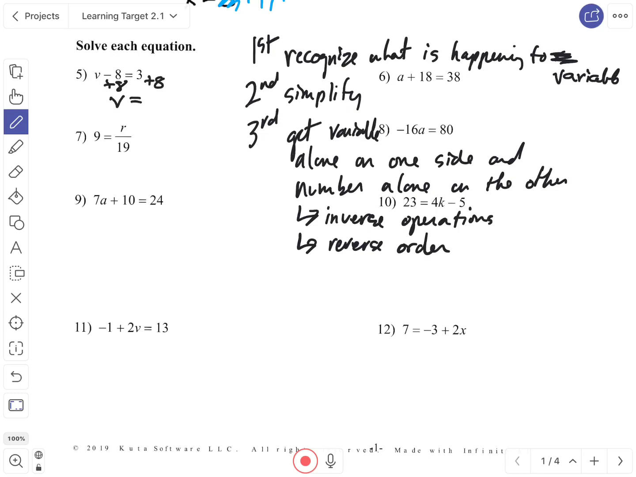But because we're dealing with equations and we're making equivalent equations, equations that still work the same, we need to do it to both sides, and those properties of equality tell us that's how we need to do it. So 3 plus 8 would be 11. We get v equals 11.